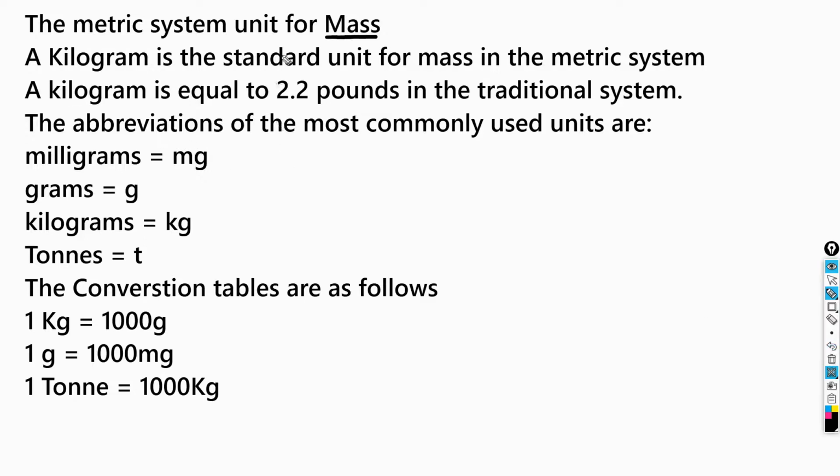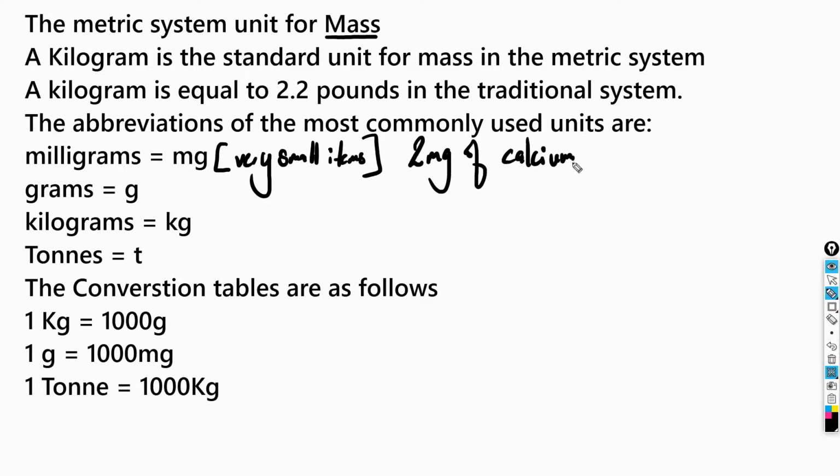The abbreviations most commonly used are milligrams, for very small items. For example, in chemistry, you might use 2 milligrams of an element like calcium in your experiment. Grams would be heavier, but still small. We'd probably measure the weight of a book in grams.